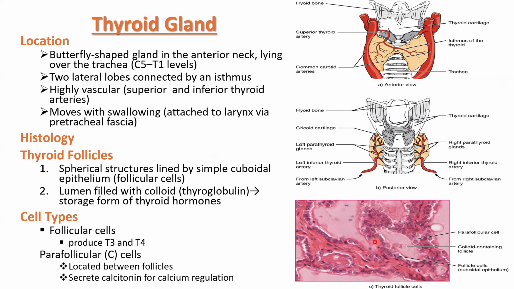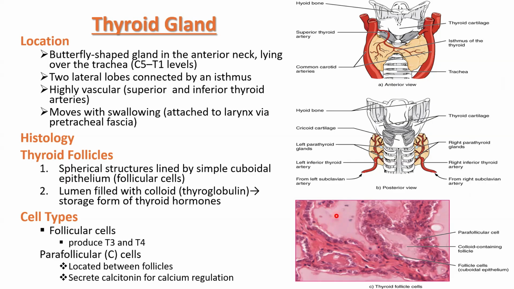One, you'll be able to see thyroid follicles. You can see there is this inner structure here surrounded by cells. That's a thyroid follicle. So thyroid follicles are actually spherical structures. You can see this structure here. So, spherical structures lined by simple cuboidal cells. And those simple cuboidal cells are follicular cells.